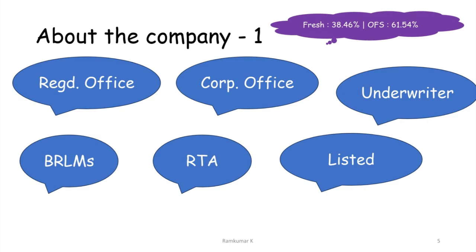The underwriter is to be decided between them, and it will be declared after the IPO allotment is done and before they file the prospectus with ROC. This will be listed after allotment with BSE as well as NSE on the main board. In terms of the percentage of the offer, fresh issue is 38.46%, while OFS portion is 61.54%.